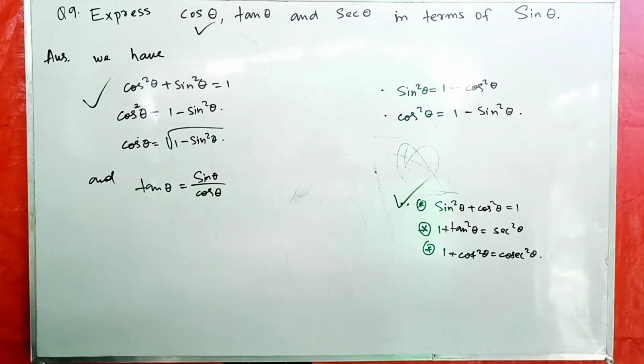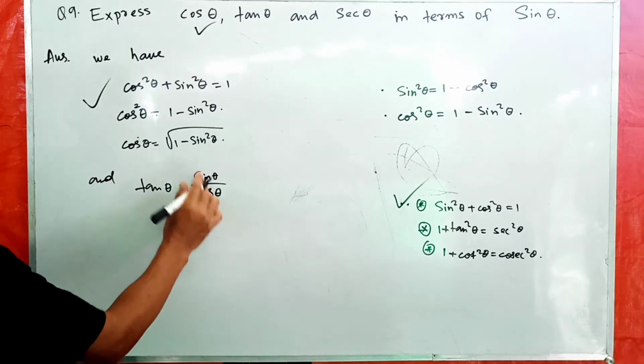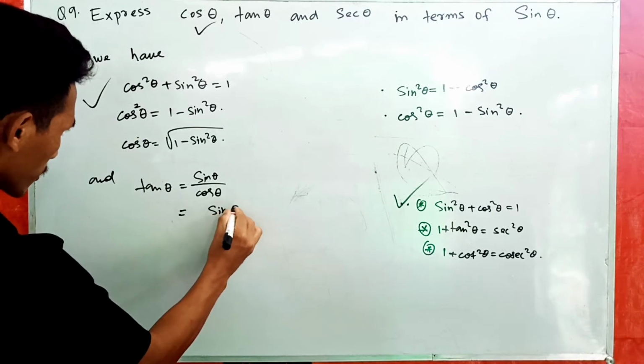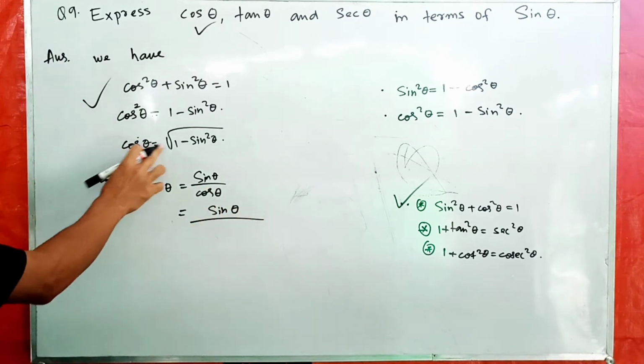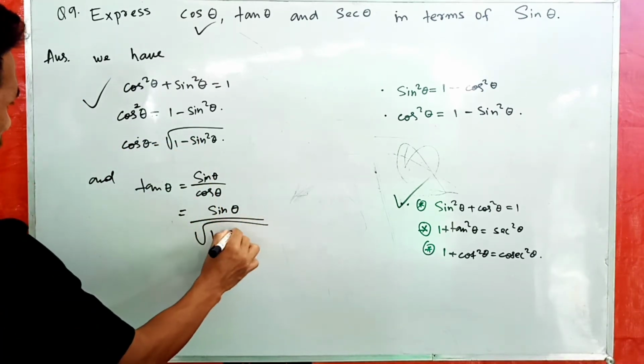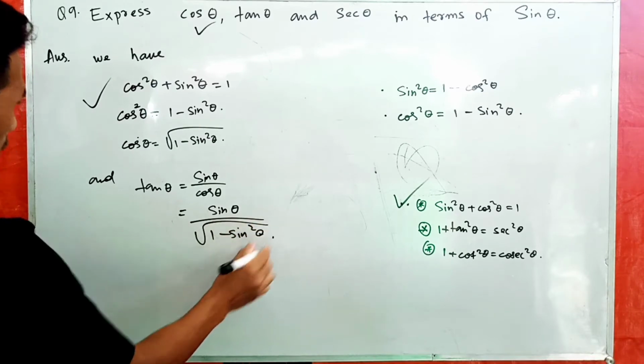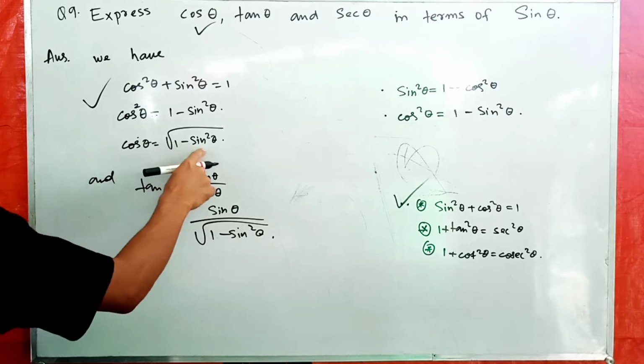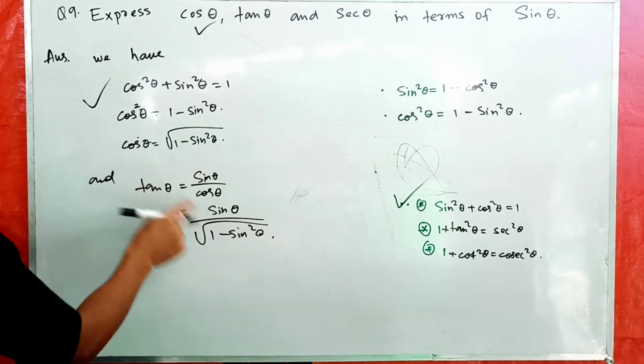Okay, we have equal to, what is sin now? Sin will be still sin theta. What is your cos theta here? Root over 1 minus sin square theta. Sin theta, cos will be the ordinary cos equal to this. Okay, let's keep this instead of cos.